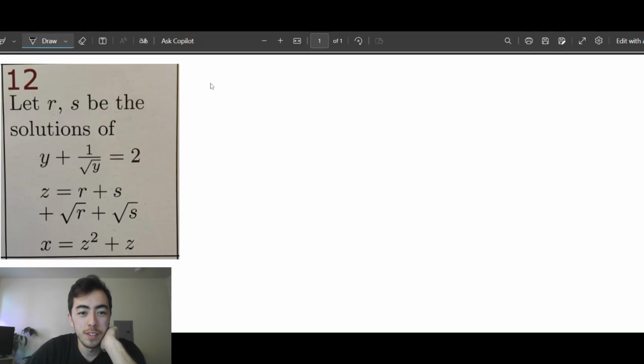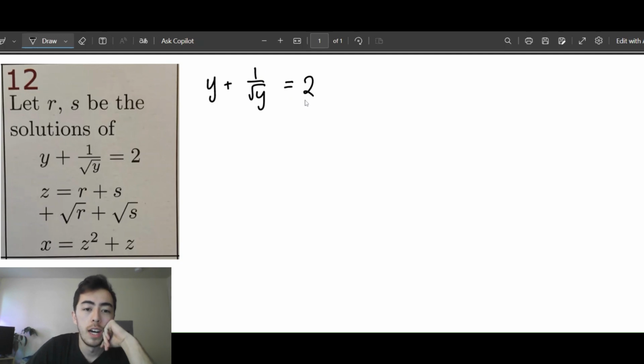I'm trying to find the solutions to y plus 1 over root y equals 2. I don't really like working with square roots. I'm more familiar with polynomials, so I'm going to try to change this into a polynomial. I'm going to use some substitution here. I want to use a new variable. I can't use x or y or z. How about a? And if I let y be equal to, how about a squared?